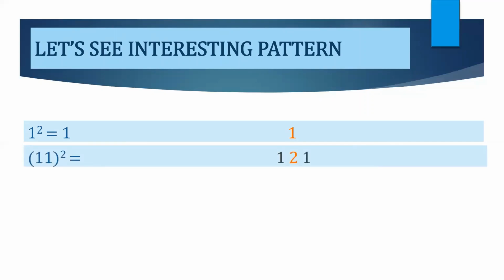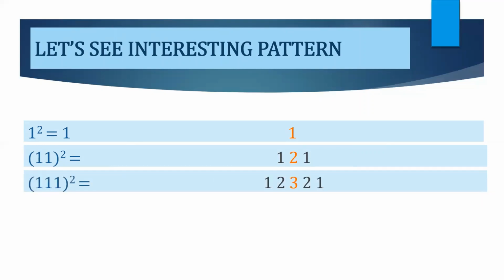Then I have the square of 11, that is 121. Then I have to take the square of 111. You can observe that we have 3 ones. The number of ones we have over here is 3, so I'll put 3 in the center. Then on both sides of 3, next I'll put 2, and then I'll write 1. So the square of 111 will be 1, 2, 3, 2, 1.